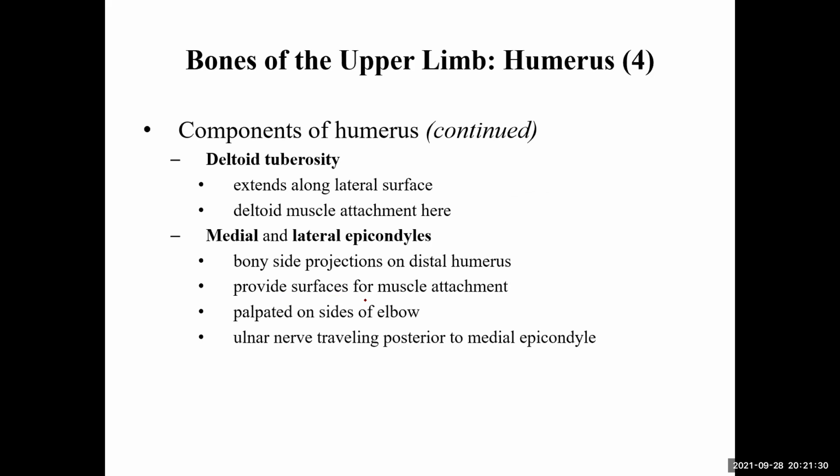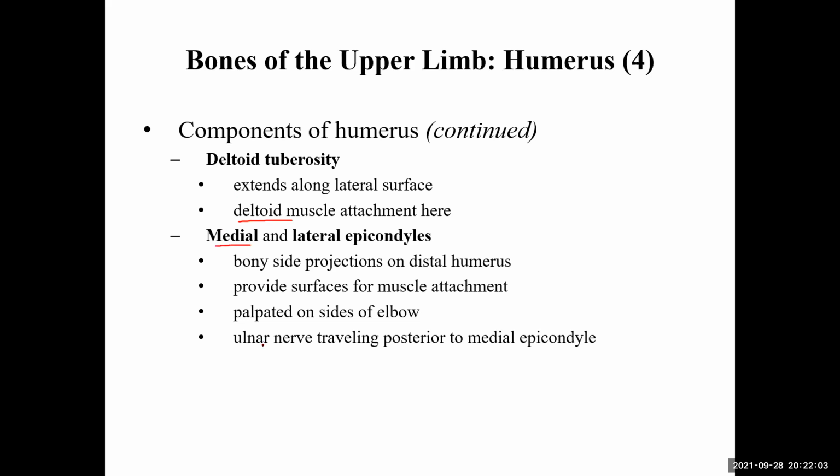All right, you've got this bump on the lateral surface there. That's called the deltoid tuberosity, named after the muscle that attaches there. And then if we go all the way down to the distal portion of our humerus, we have our medial and lateral epicondyles. So if you feel your funny bone, and I'm sure some of you are familiar with what the funny bone is, you'll feel this bump on the inside of your elbow, this bony projection. That is the medial epicondyle.